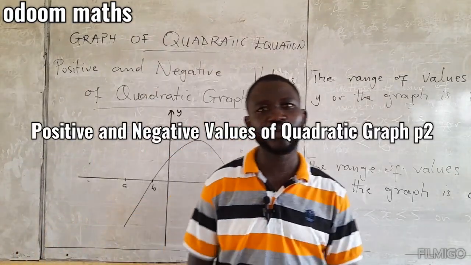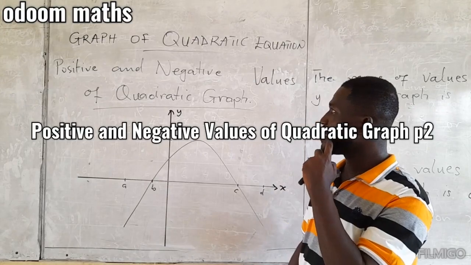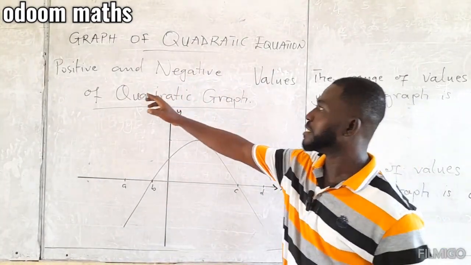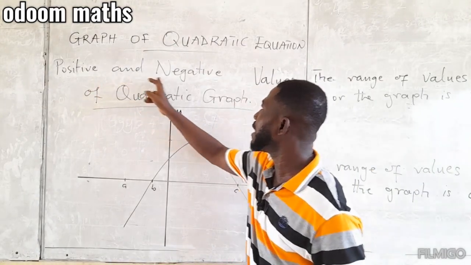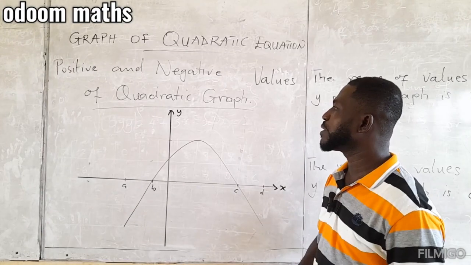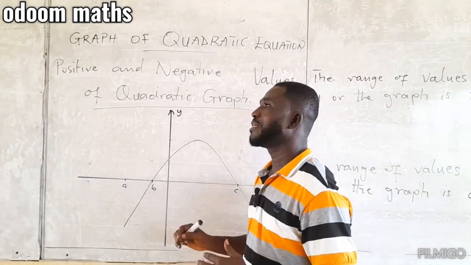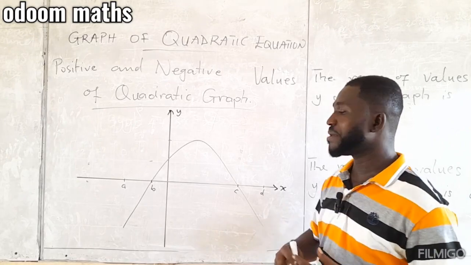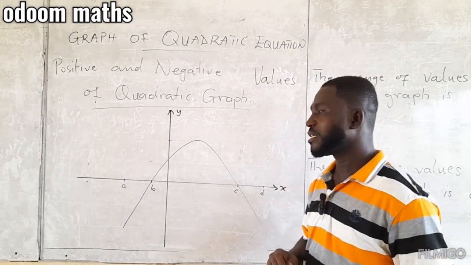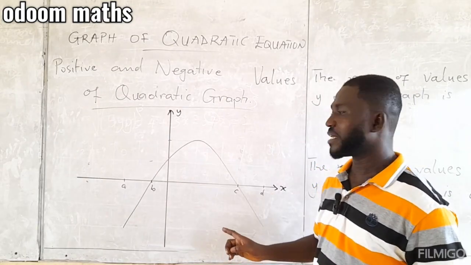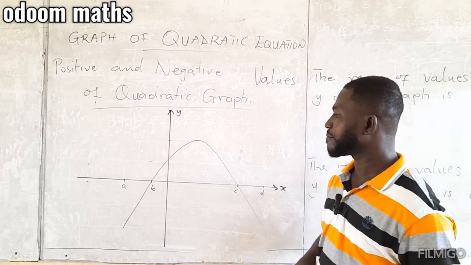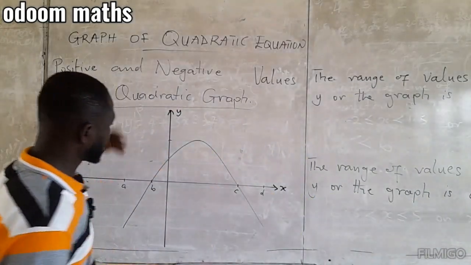Welcome. This is Odum Maths, and today I want us to look at the graph of quadratic equation, and under it we are looking at positive and negative values of quadratic graph. So when we are given a question of this nature, then after drawing we may be asked to state the range of values of x for which y or the graph is positive or negative. Now let's start from the positive sense.